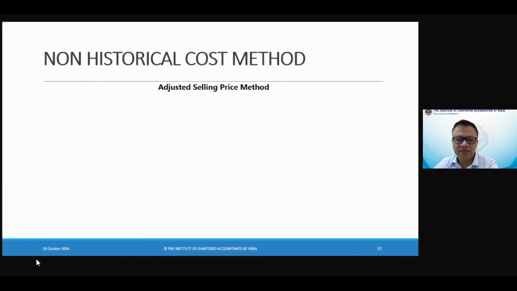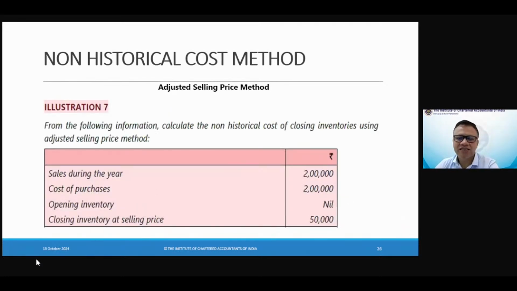Okay, Somil, just tell me, what is the sales given? 2 lakhs is given. What is the purchase cost given? 2 lakhs. What is the closing inventory at selling price? 50,000. So you have got a closing inventory at selling price. You have got the sales and you have got the purchases also, right? Both figures are there with you. And opening inventory is nothing, zero.